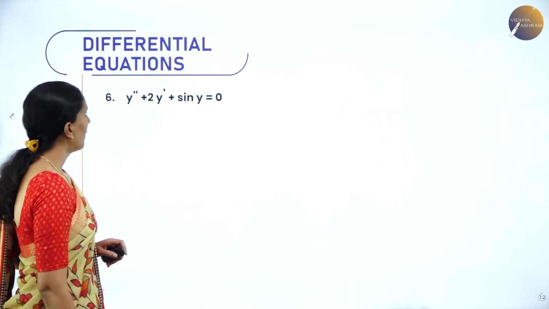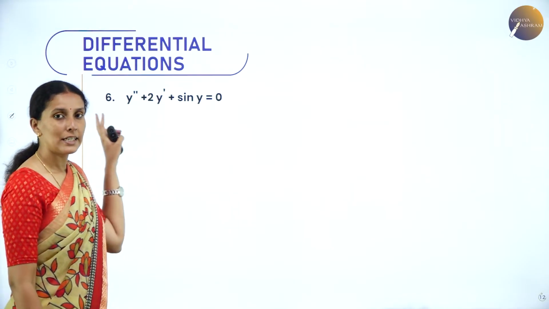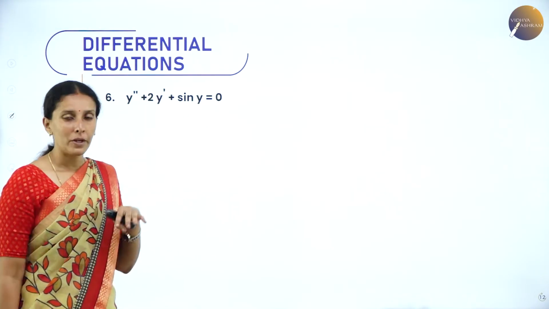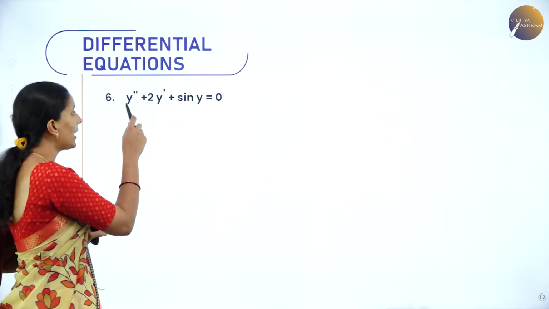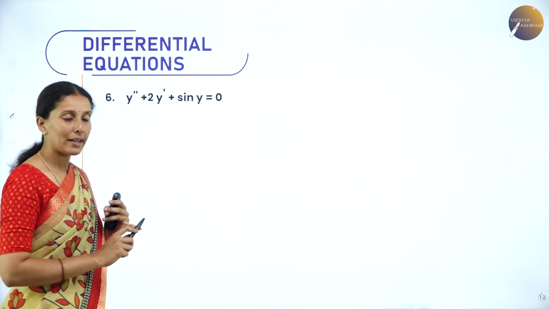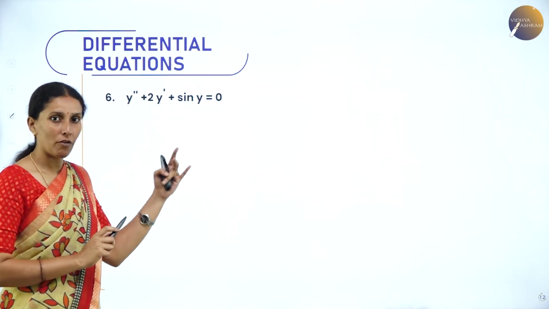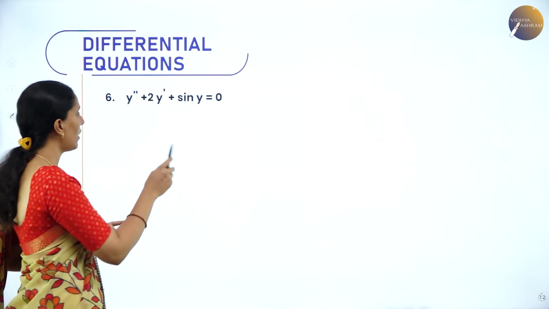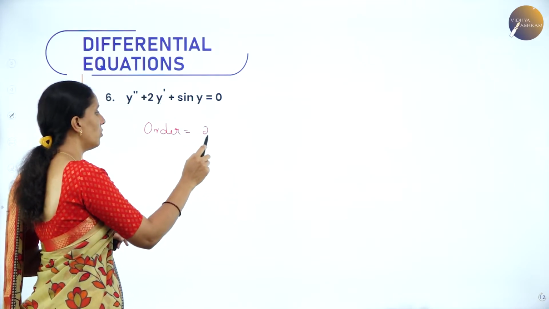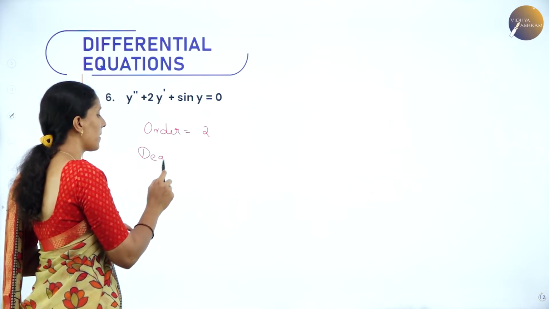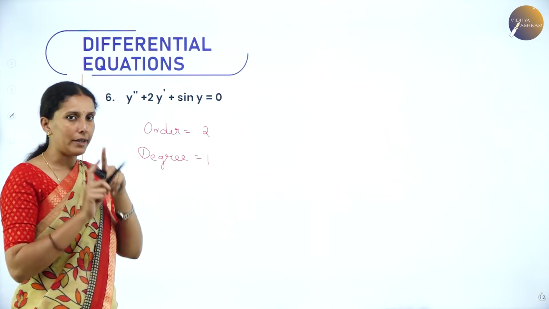Next, y double dash plus 2y dash plus sin y. Clearly it is in terms of a polynomial equation because all the derivatives are separate terms there. So y double dash means d square y by dx square, y dash means dy by dx. So we have derivatives in the form of a polynomial equation. Therefore, what is the order of this differential equation? Order is 2, degree is 1, because y double dash you have only one type.